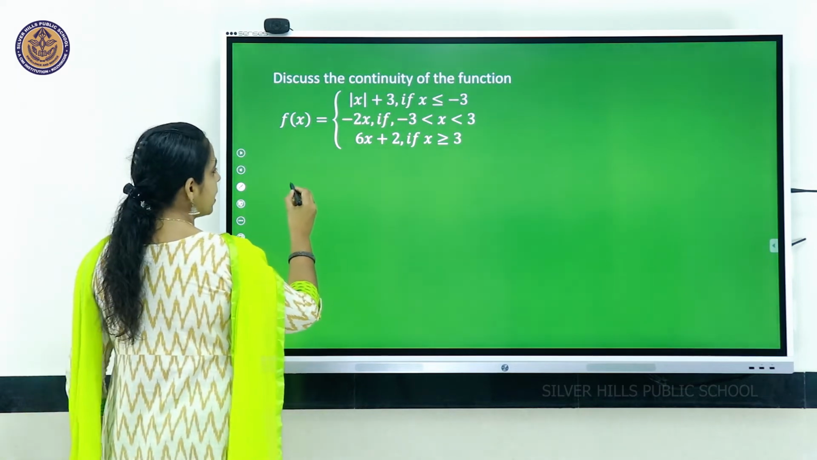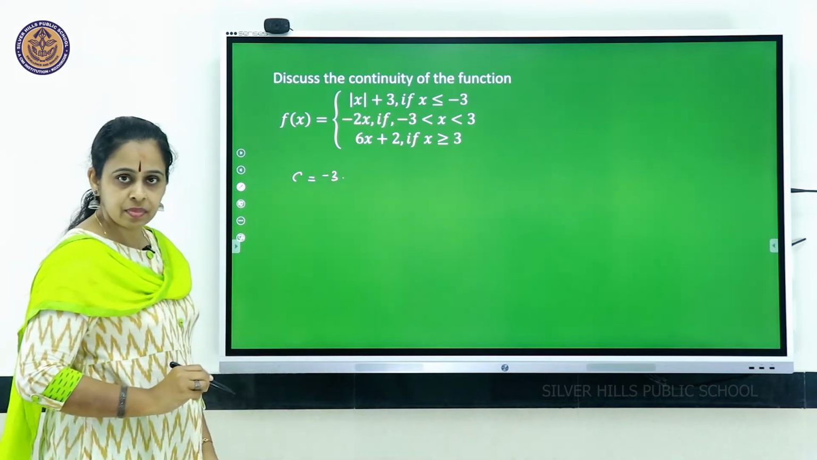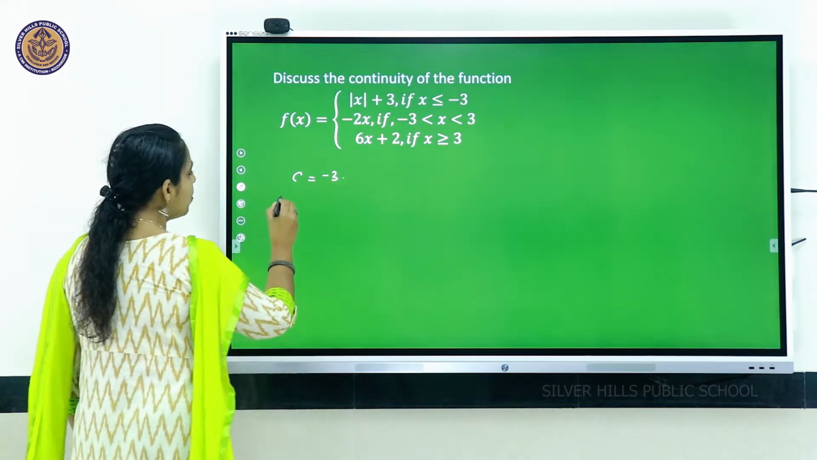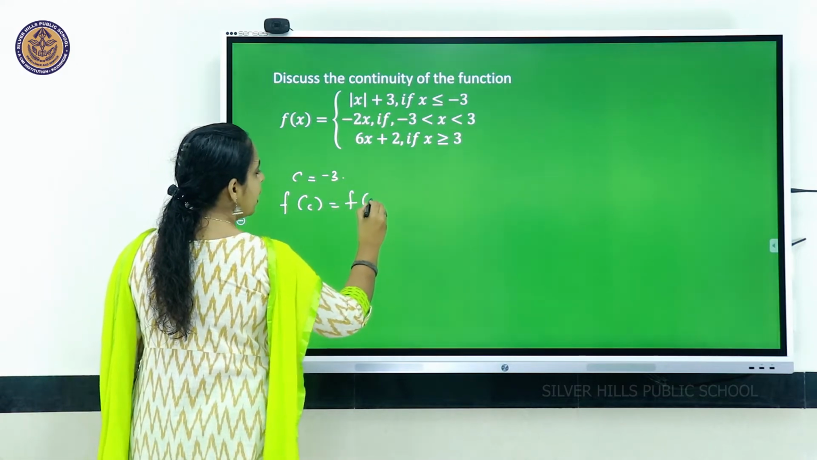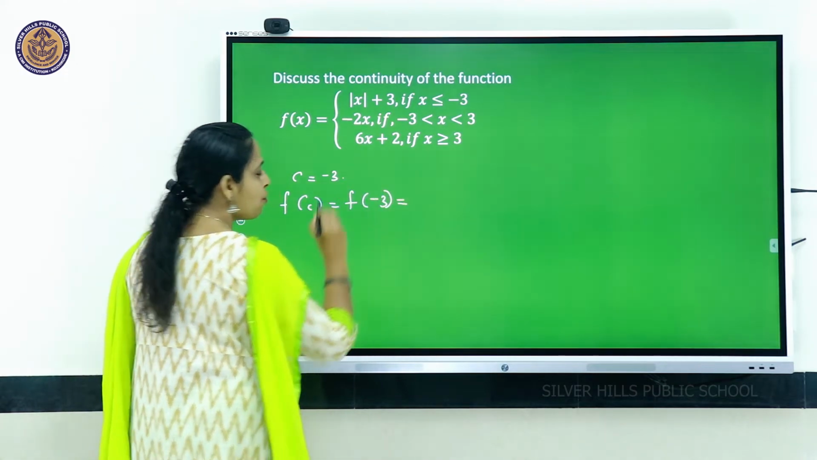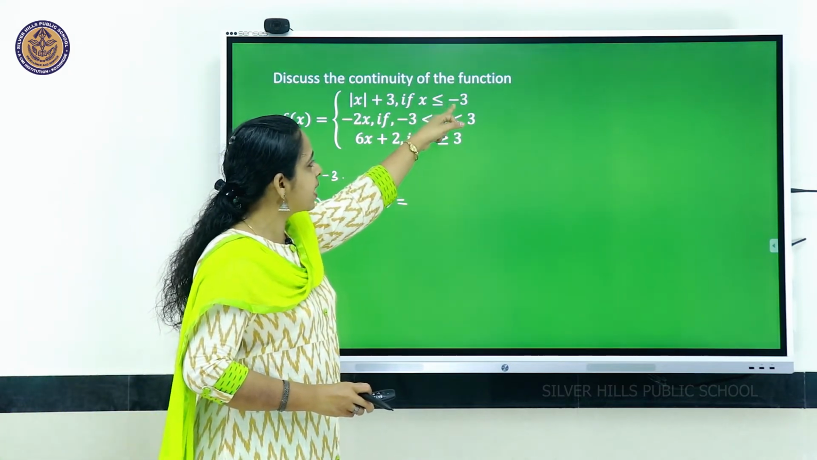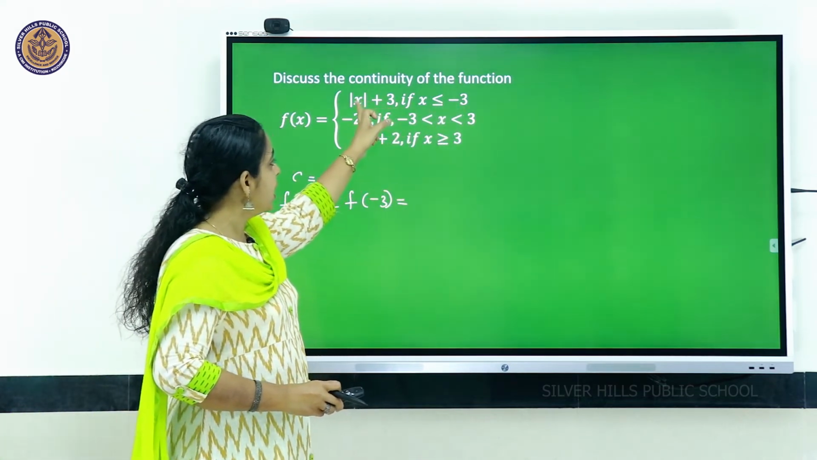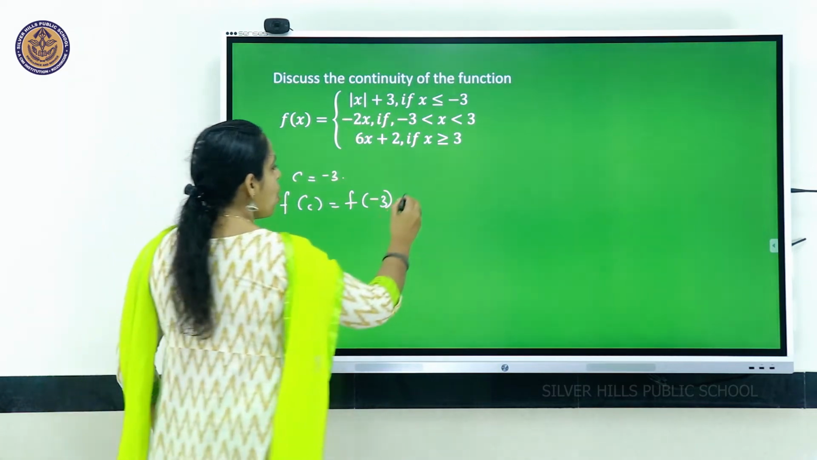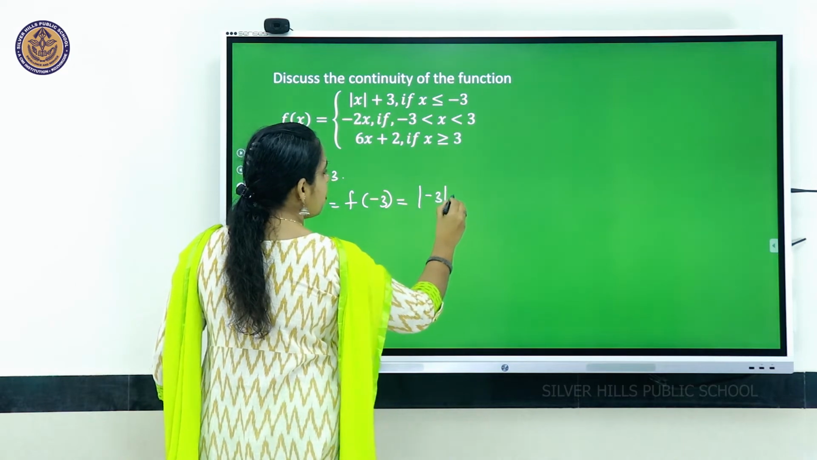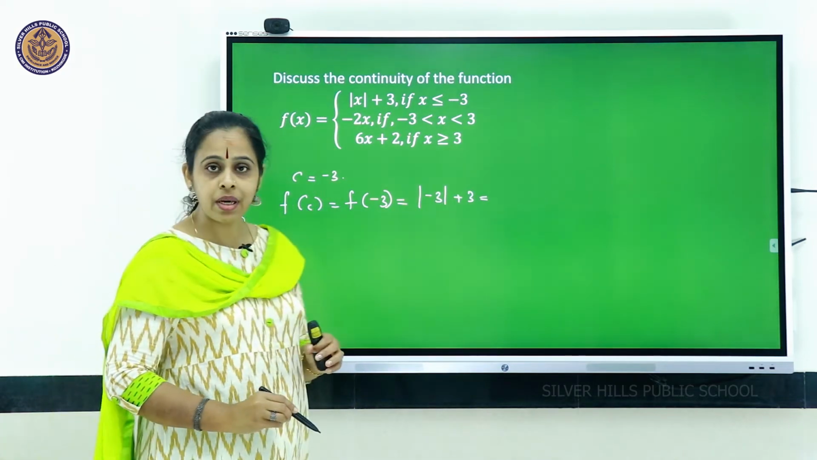We are going to take C as minus 3. Correct? So, what will be f of C? It will be f of minus 3. What is f of minus 3 here? When x is equal to minus 3, it is taking mod of x plus 3. So, mod of minus 3 plus 3. Mod of minus 3 is 3. 3 plus 3 makes 6.